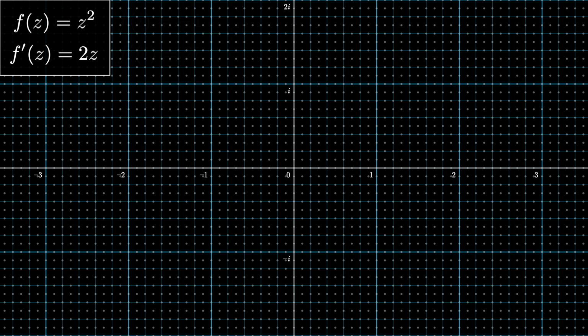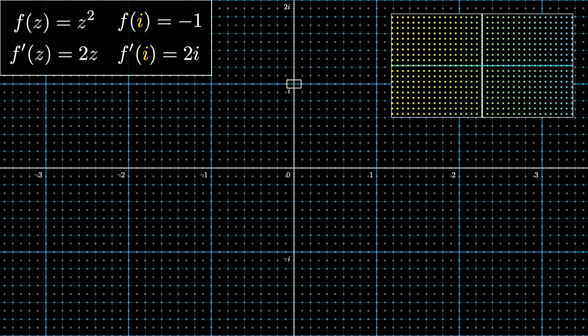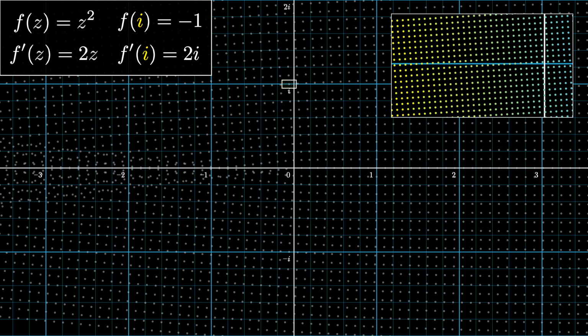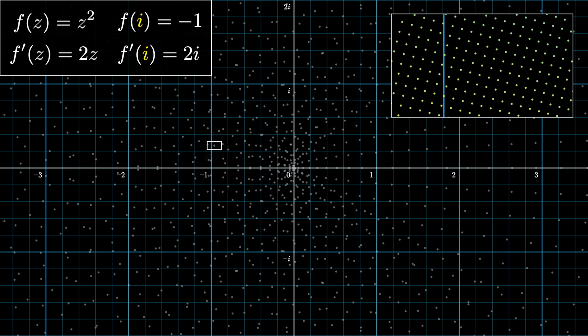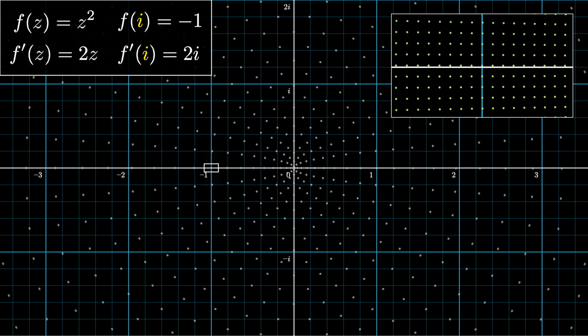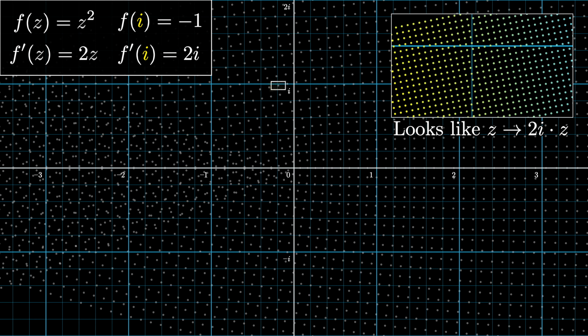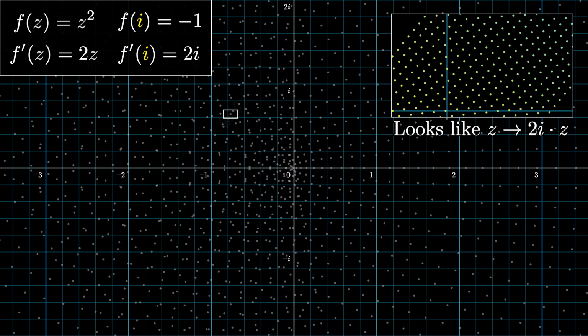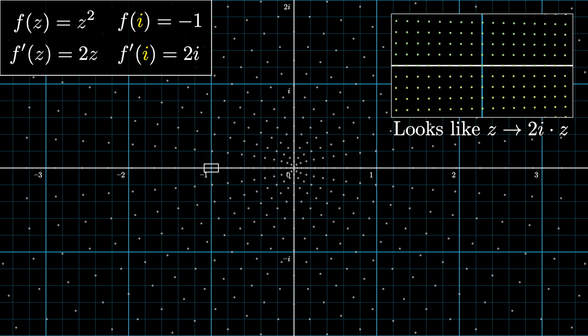To take another example, let's look at the input i. We know that this function moves that input to the value -1, that's i squared. But the added information that its derivative at this value is 2 times i gives us the added picture that when you zoom in around that point and you look at the action of the function on this tiny neighborhood, it looks like multiplication by 2i, which in this case is saying it looks like a 90-degree rotation combined with an expansion by a factor of 2. For the purposes of analyzing stability, the only thing we care about here is the growing and shrinking factor. The rotational part doesn't matter.